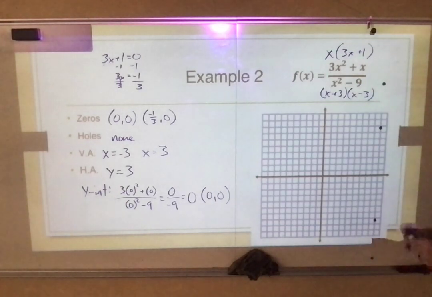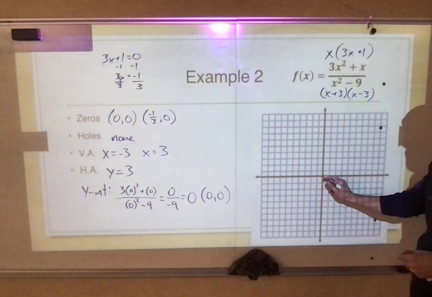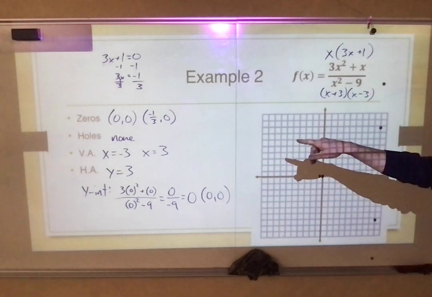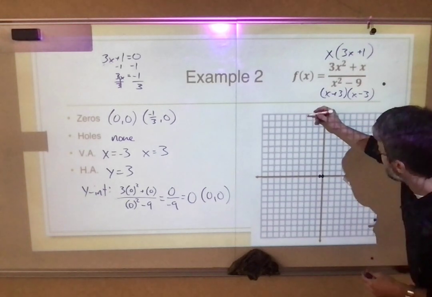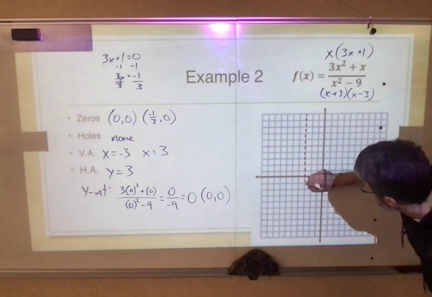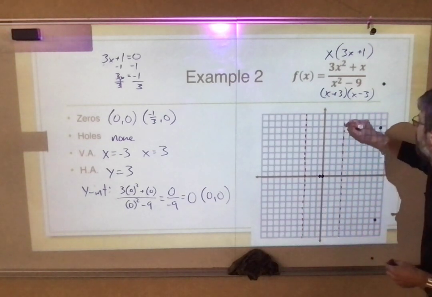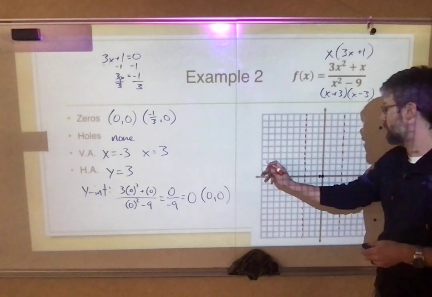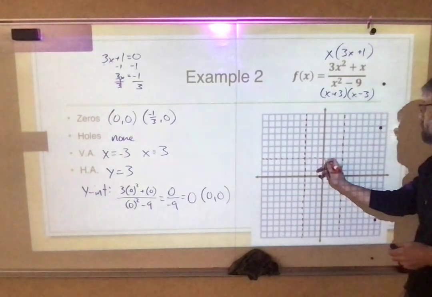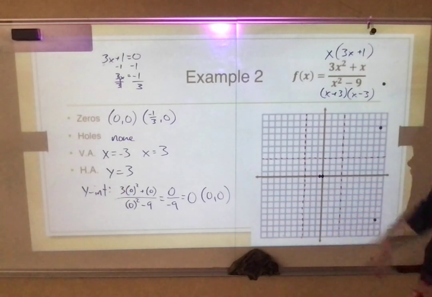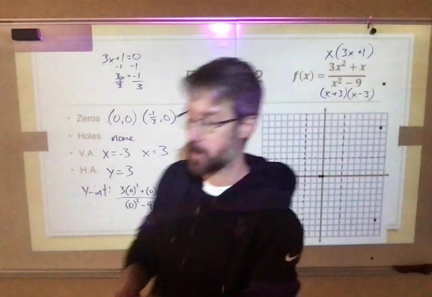All right, let's start plugging all this stuff in. I've got zeros at 0 and at negative 1/3, so they're real close to one another. Kind of a tough one to show on here, but you know, do your best. No holes, vertical asymptotes at negative 3 and positive 3. A horizontal asymptote at positive 3. And the y-intercept is at 0, 0, which I already have there. It's the same as one of my x-intercepts.